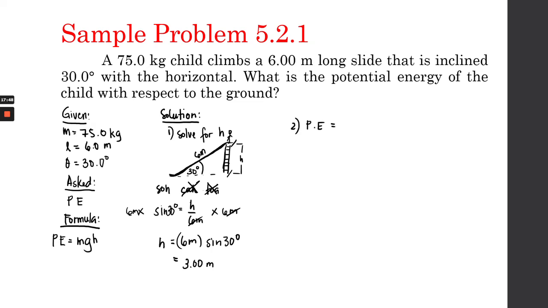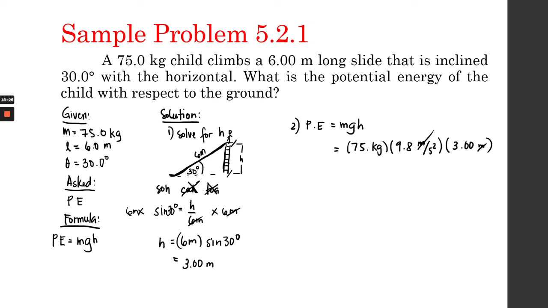Because we know potential energy is equal to the mass of the object multiplied by the acceleration due to gravity and multiplied by height. So the mass of the kid is 75 kilograms multiplied by the acceleration due to gravity, which is 9.8 meters per second squared, multiplied by 3.0 meters. And the meters get cancelled. You are left with kilogram per second squared.